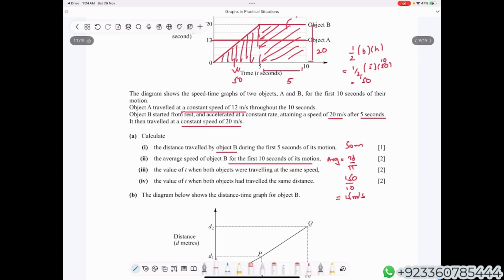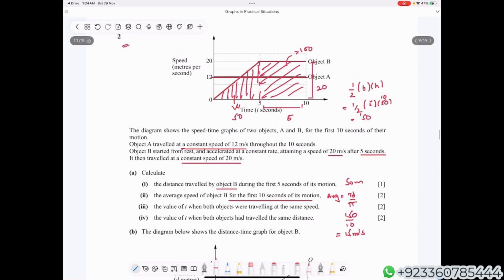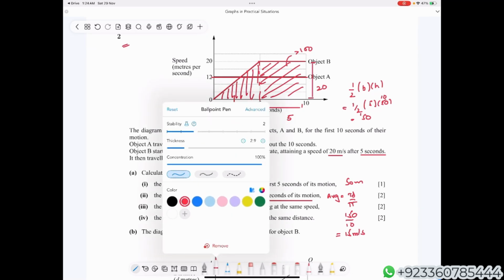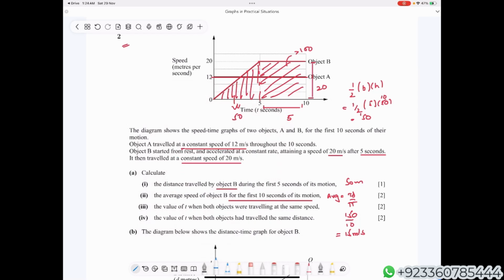The value of t when both objects were traveling at the same speed. When both objects were traveling at the same speed, it's going to be the point of intersection at the y-axis. So can you see that this is the point of intersection, and the value of t over here you want to calculate. Now, how can we do that? Think about it. So we can find the gradient of this line. It's a straight line, so we can find the gradient.